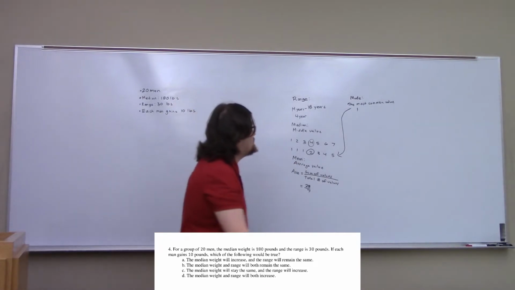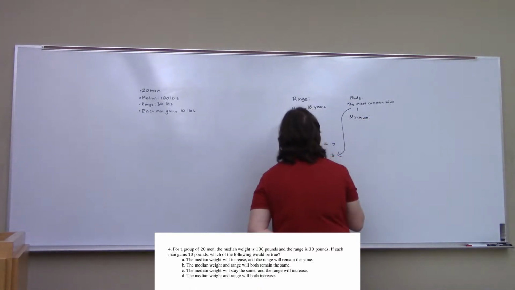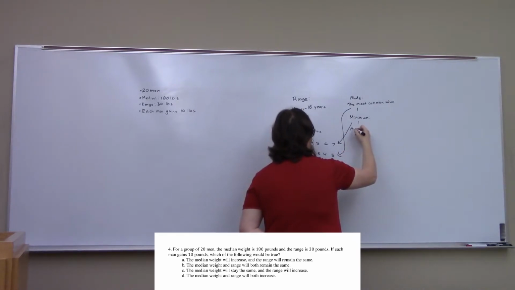We also have the min, or minimum. As its name implies, it's simply the smallest value. So again, with this first example here, we have 1, and we also have a maximum. So in that same example, we have 7.